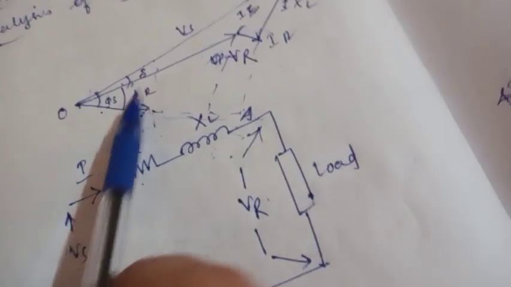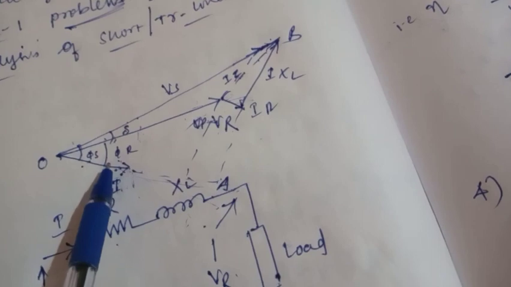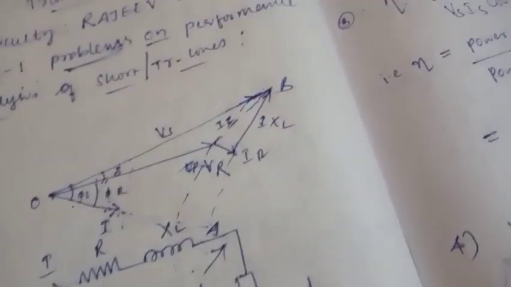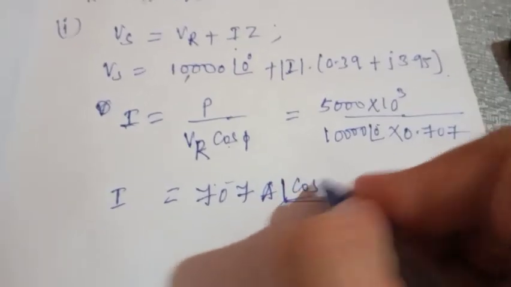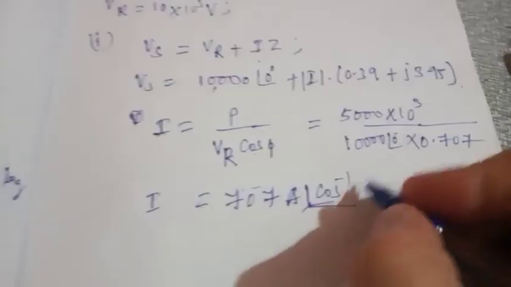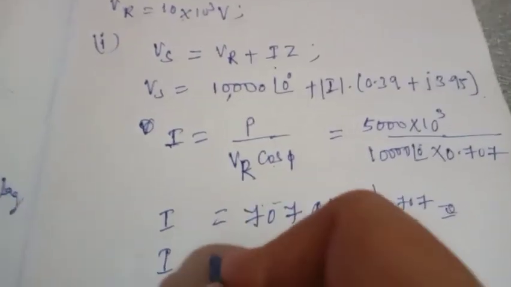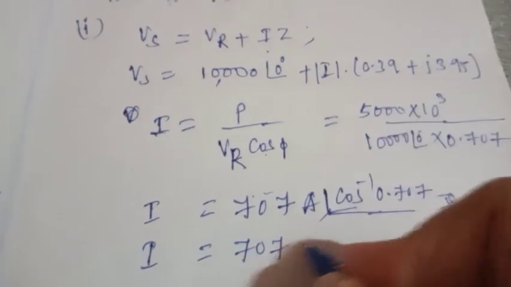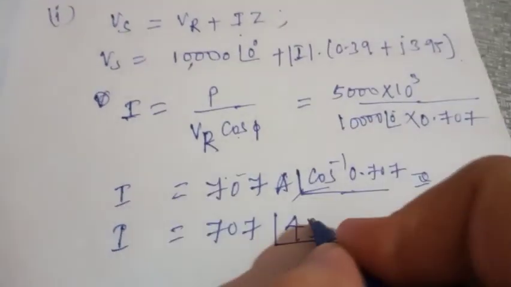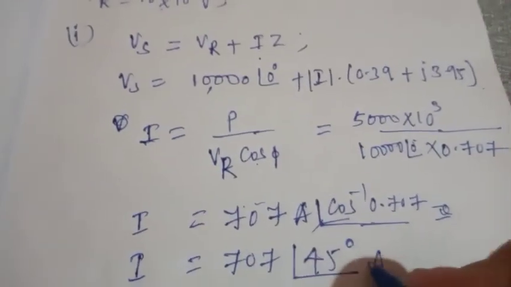But what is the angle of this current? The angle is cos inverse of 0.707, because from the vector diagram itself, taking VR as reference, phi r itself is the current angle. So what is phi r? Phi r is equal to cos inverse of 0.707. So I is equal to 707 amps at an angle of 45 degrees.